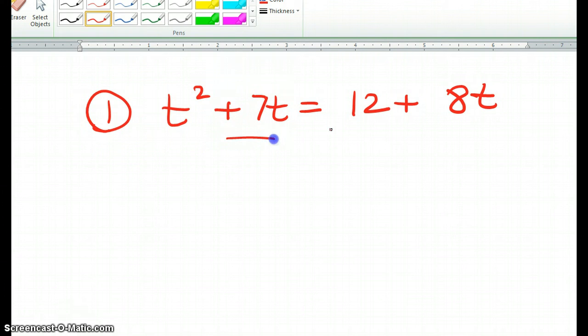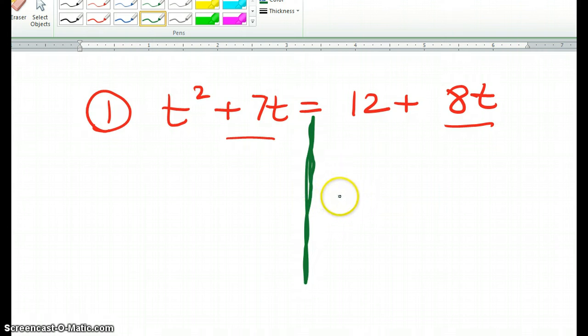We have this term and this term. Those are like terms because they both have a t attached to them. So what we need to do is bring them together. Since they're on opposite sides of the equal sign, here's our equal sign, right? It kind of separates everything. What we need to do is do the opposite operation.